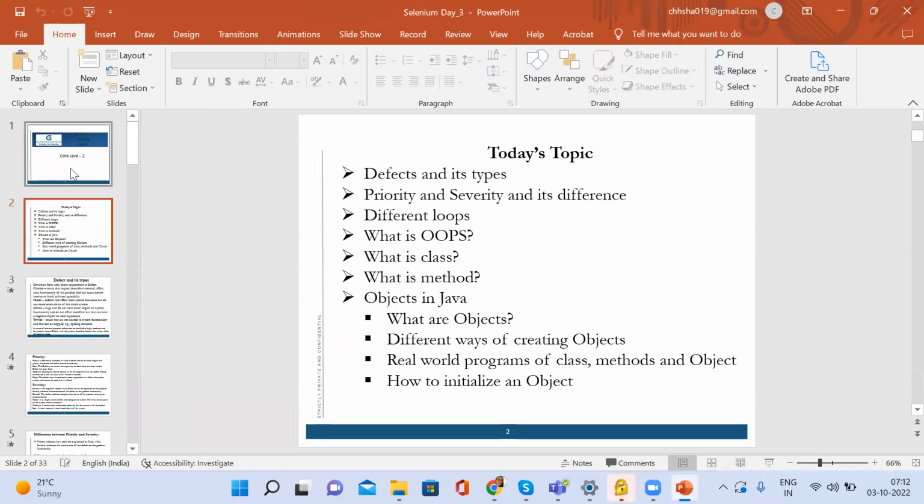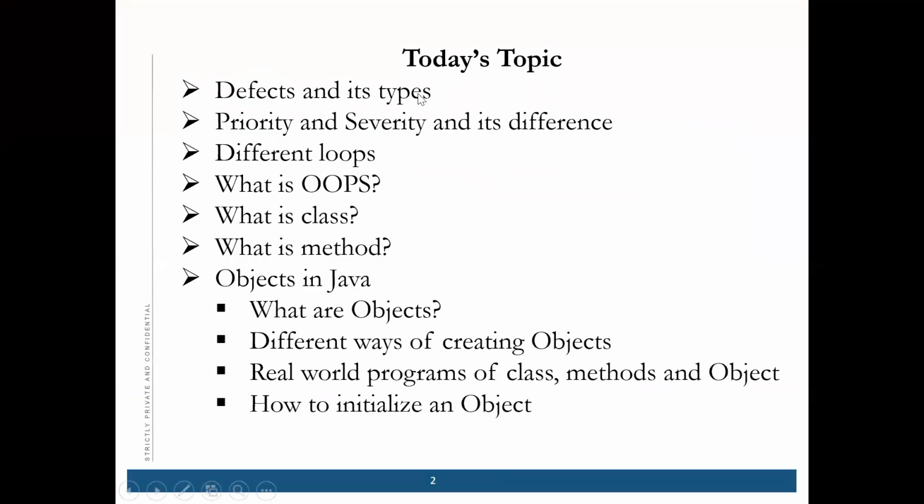Okay, so moving ahead, today's topic is defect and its types. We have done defects, but in defect there are so many types, and there are priorities and severities. What is the difference between priority defect and severity defect, that we will learn today. Different loops, like for loop, while loop, all those things we will cover. I think we'll cover this much only today, because many are not present. The rest we'll cover in the next class.